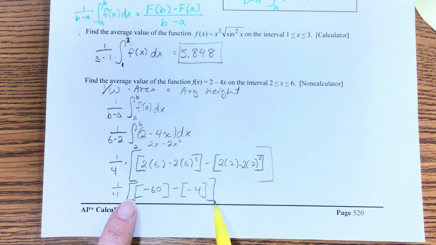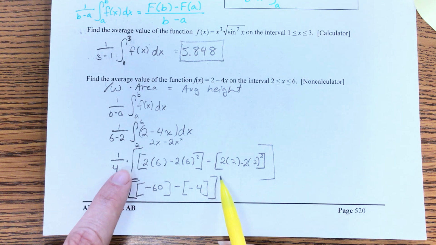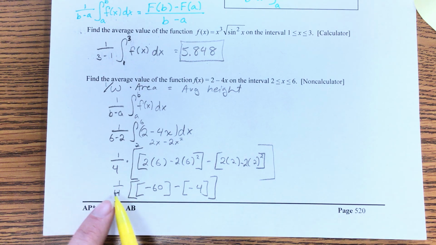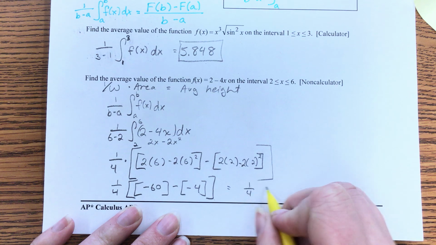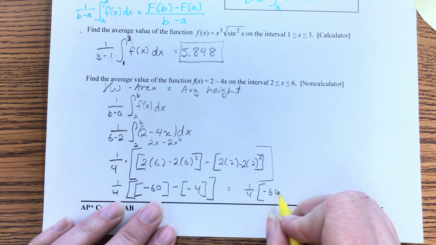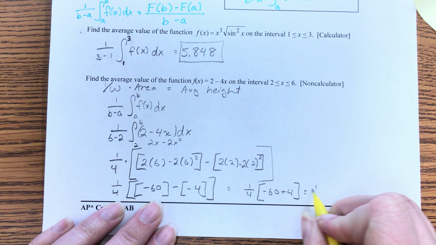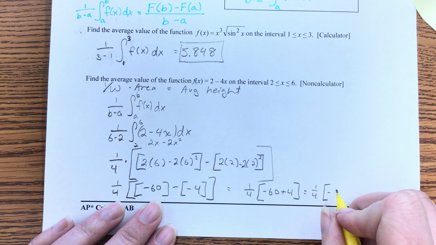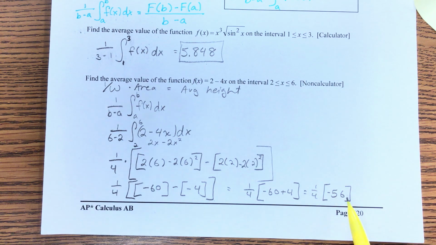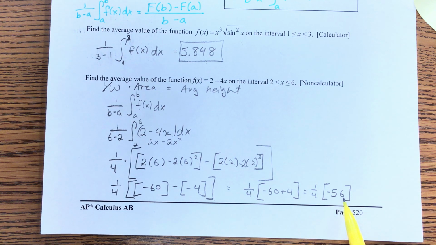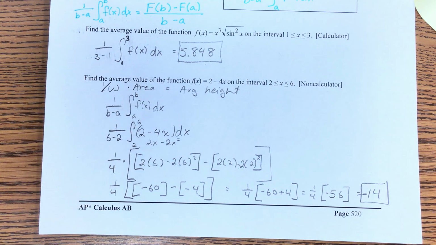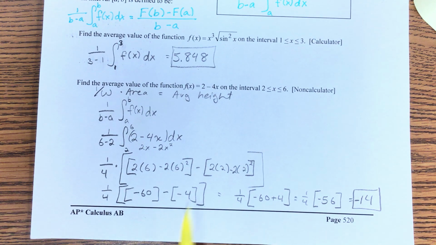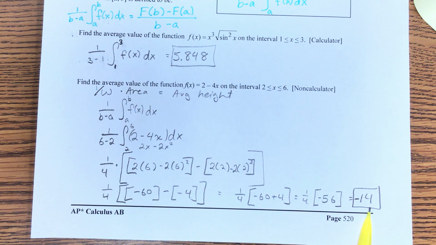I'm putting the extra brackets because this 1/4 is multiplied times the whole thing, that whole answer, not just times the first brackets. Hopefully that's obvious. So it says 1/4 times negative 60 plus 4. So 1/4 times negative 56. 56 is 8 times 7, which would be 4 times 14, so negative 14. Yay! So our average height is negative 14.